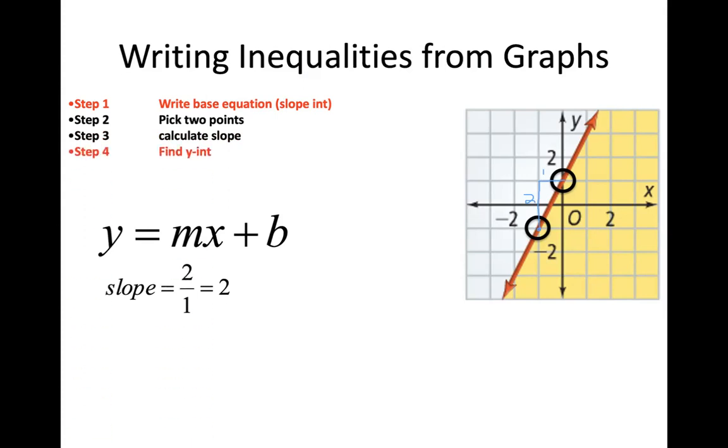Okay. The y-intercept is easier. The y-intercept is where the red line crosses the y-axis. Well, it crosses right here. We picked one of those points to be the y-intercept. So the y-intercept is 1. I'm just counting the number of squares, 1 square.